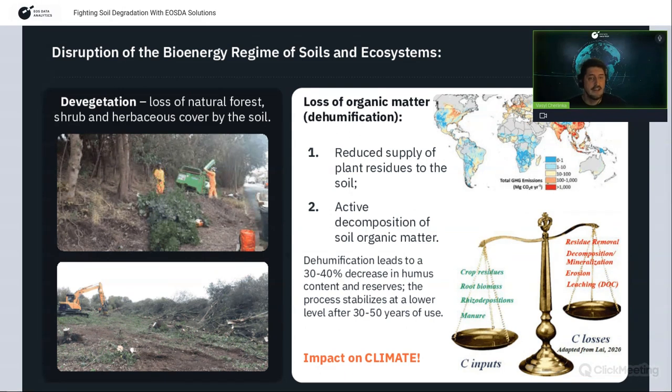The next type of degradation is a violation of soil and ecosystem bioenergetic regimes. The soil is at the heart of any natural or agro-ecosystem. The loss of the cover of soil is referred to as devegetation. It causes soil to lose ecological function. Soil loses root biomass as well as valuable mineral and organic substance reservoirs as bioenergy resources. Organic matter loss occurs in agricultural landscapes. The soil loses organic matter through mineralization, and carbon dioxide is diffused into the atmosphere. And this has a significant impact on the climate.